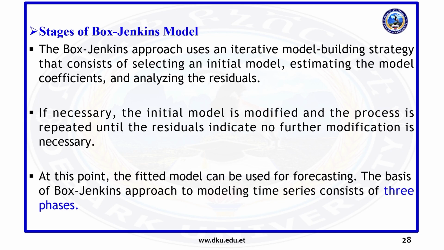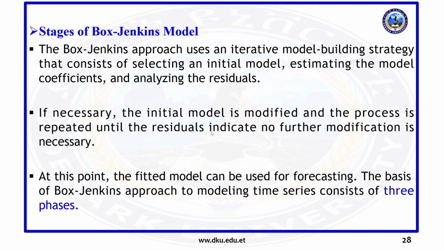The Box-Jenkins approach uses an iterative model building strategy that consists of selecting an initial model, estimating the model coefficients, and analyzing the residuals. If necessary, the initial model is modified and the process is repeated until the residuals indicate no further modification is necessary. At this point, the fitted model can be used for forecasting.